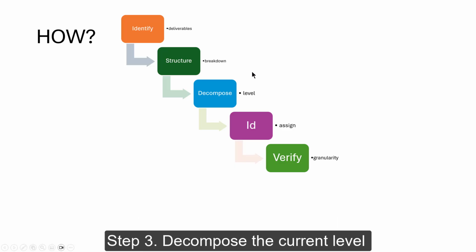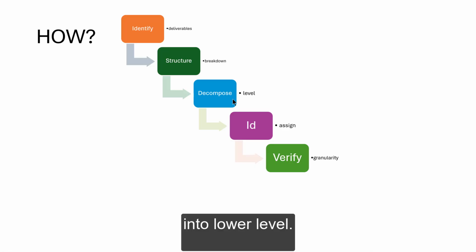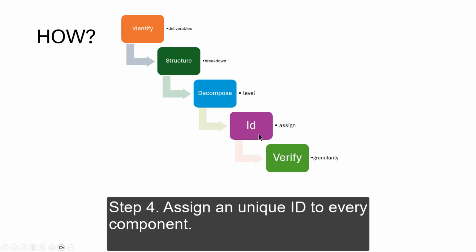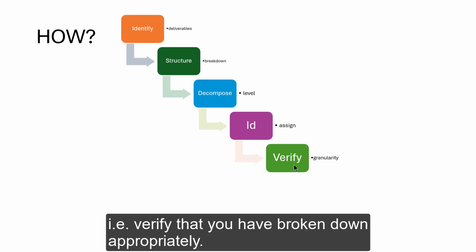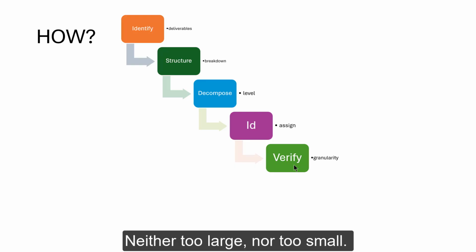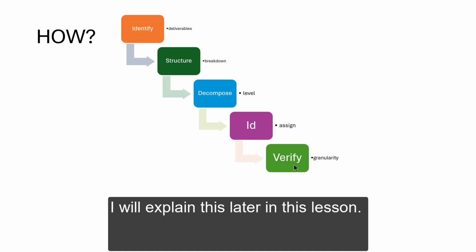And then step 3 is for you to decompose the current level into the lower level. Step 4, assign a unique identifier to every component. And the last step is for you to verify the granularity, that is, verify that you have broken down appropriately, neither too large nor too small. And I will explain this later in the lesson. Okay? So, with this algorithm, you will be able to break down and create your WBS from the deliverables all the way to work packages.